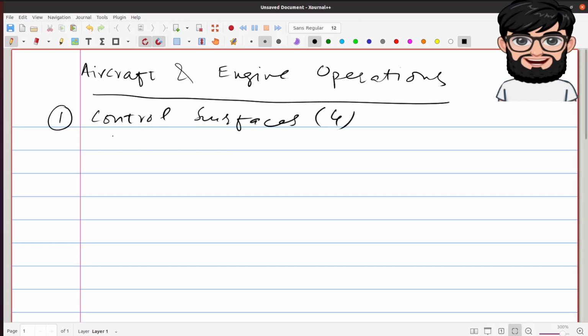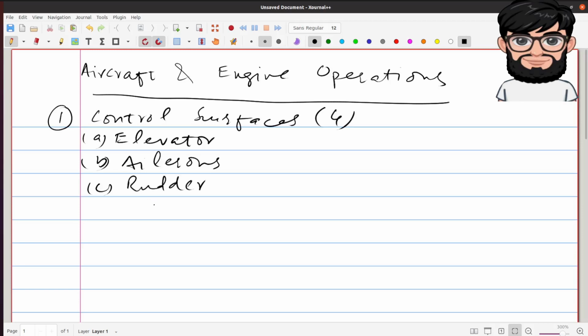And they are 4. One is known as the elevator. Second is the ailerons. The third one is the rudder. And the fourth one are the trim tabs.